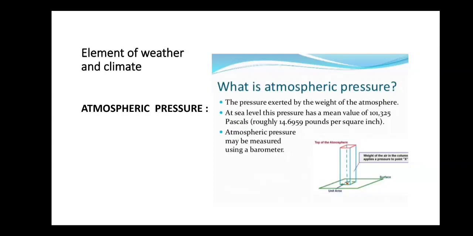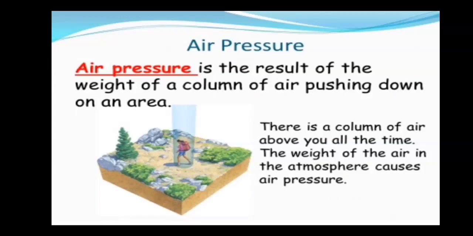Elements of weather and climate. Second element, atmospheric pressure. What is atmospheric pressure? The pressure exerted by the weight of the atmosphere is atmospheric pressure. At sea level, this pressure has a mean value of 101,325 pascals. Atmospheric pressure is measured using a barometer.